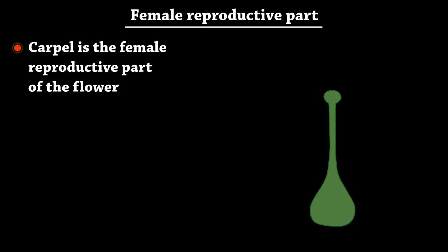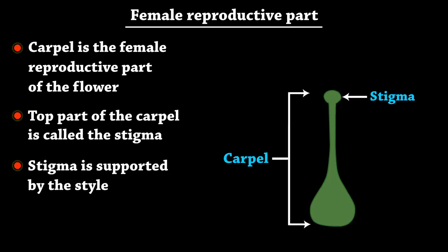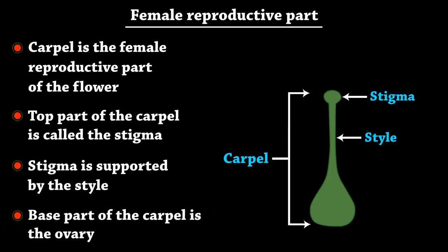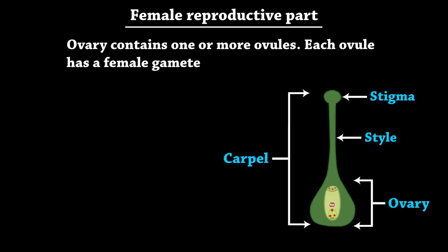Carpel is the female reproductive part of the flower. The top part of the carpel is called the stigma. Stigma is supported by the style. Base part of the carpel is the ovary. Ovary contains one or more ovules. Each ovule has a female gamete.